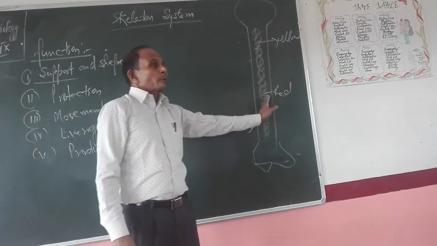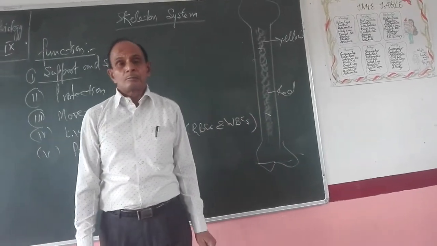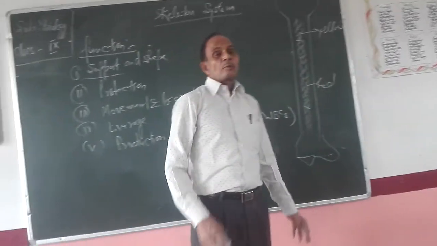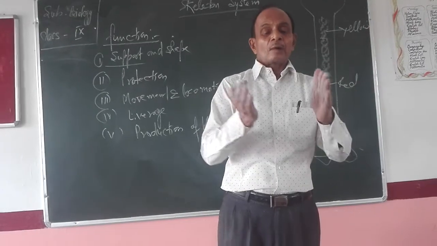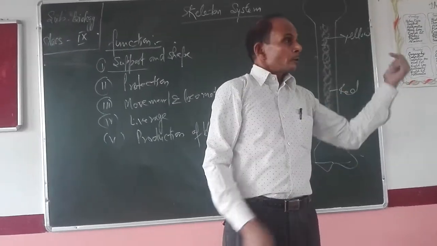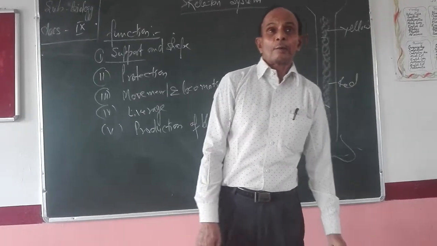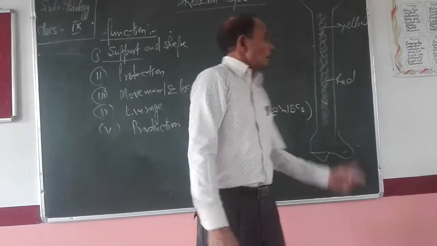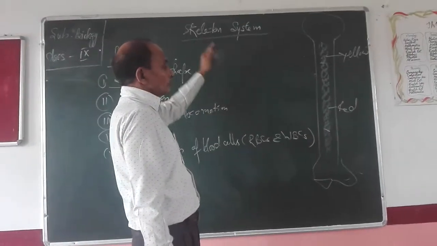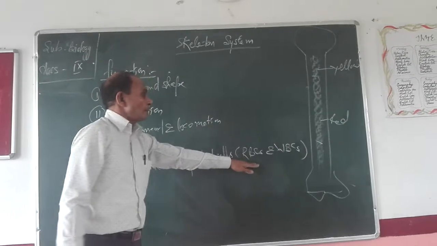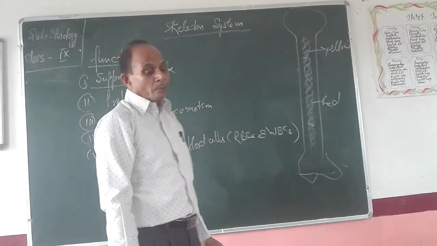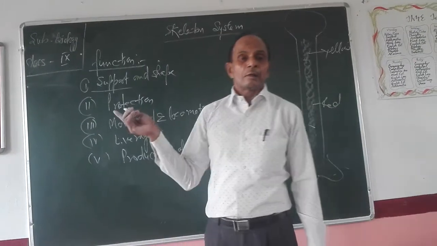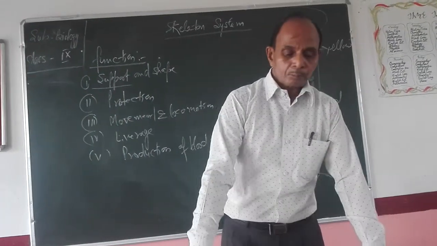Red bone marrow is responsible for the production of RBCs, and yellow bone marrow is responsible for the production of WBCs. Already you know, RBCs are responsible for the supply of oxygen to cells. WBCs are the soldiers of our body, they provide protection to our body. In this way, our skeletal system is responsible for the production of RBCs as well as WBCs. These are some important functions of a skeleton in our body.